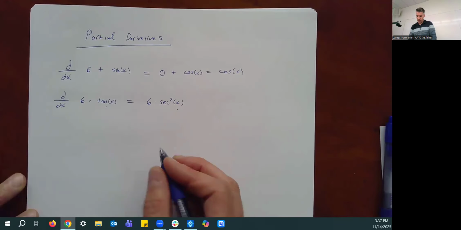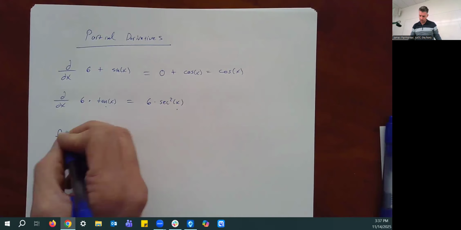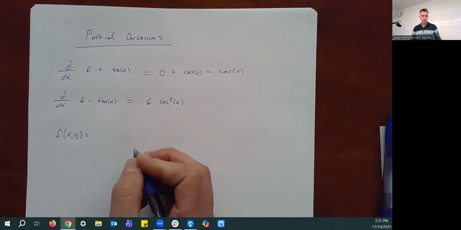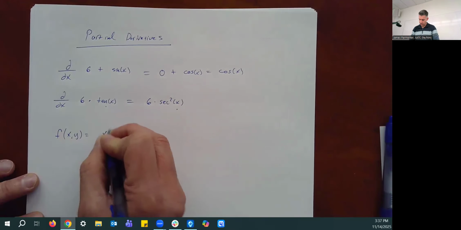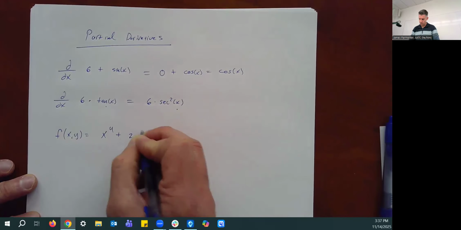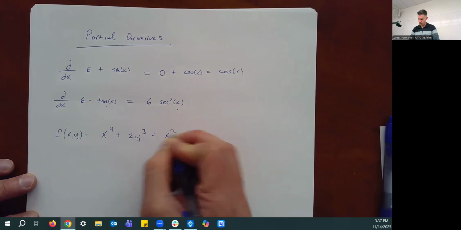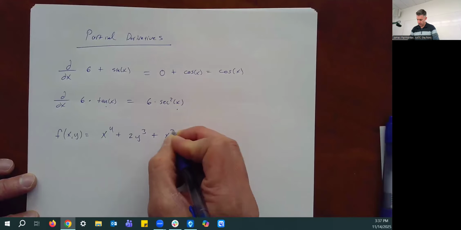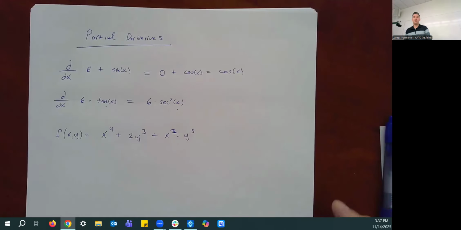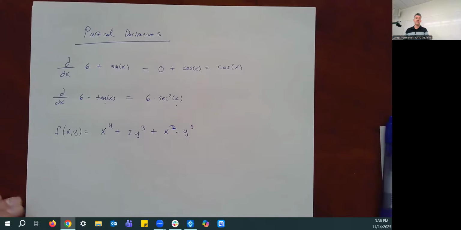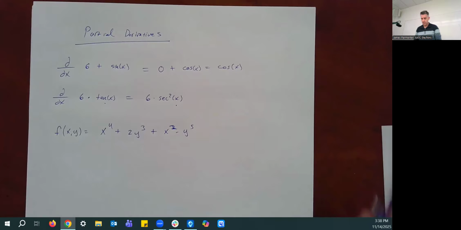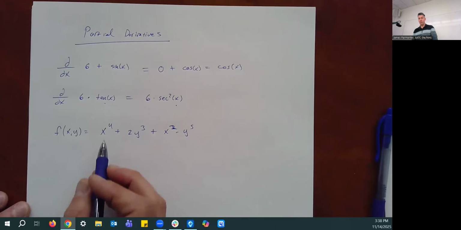But let's say we have this function, f of x y equal to x to the fourth plus 2y cubed plus x squared times y to the fifth. And we're going to find the partial derivatives with respect to x and y and some of the second partials as well. There's a couple of different notations for partial derivatives, just like there's a couple of different notations for regular derivatives. You either have the Leibniz notation, the dy dx, or the prime notation, f prime of x. Well, here we have two different notations for the partial derivative with respect to x.